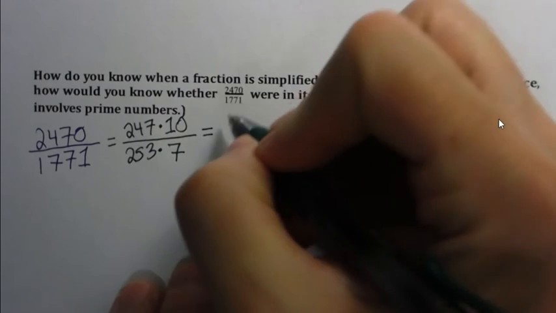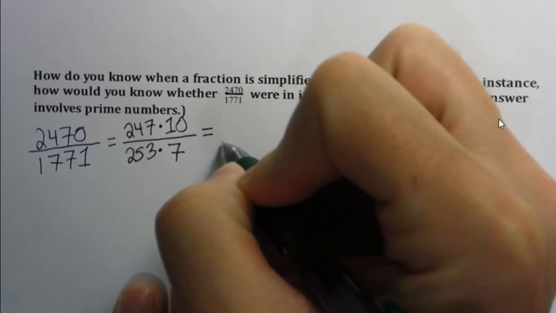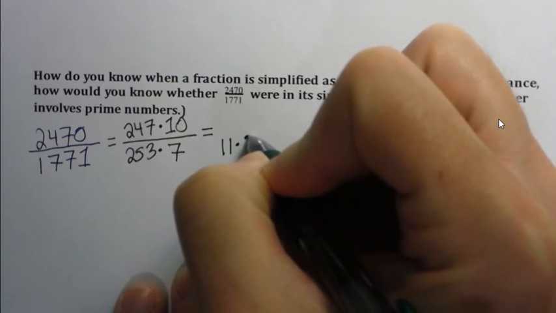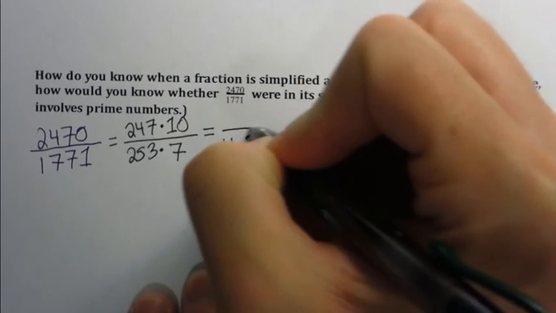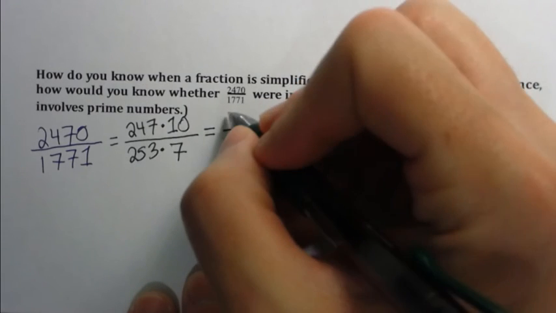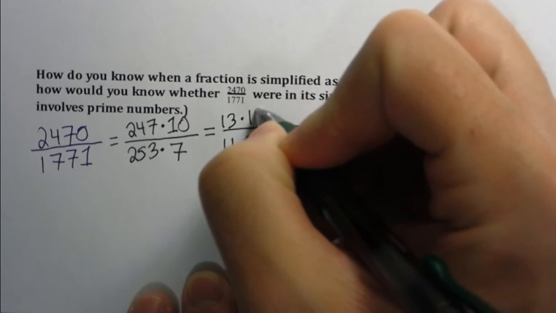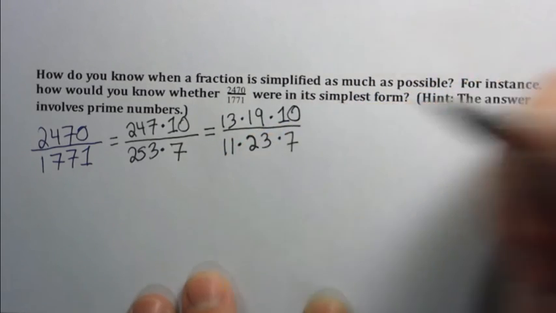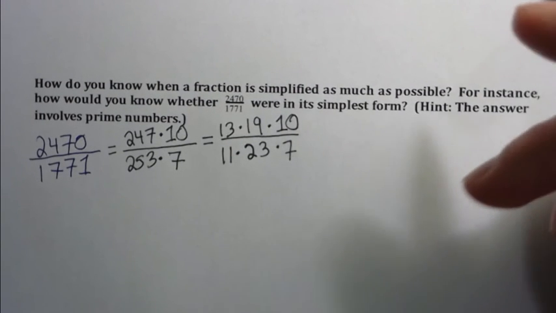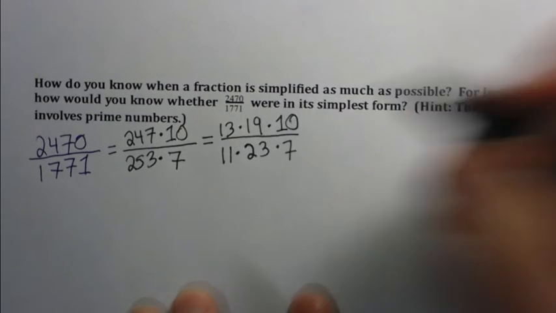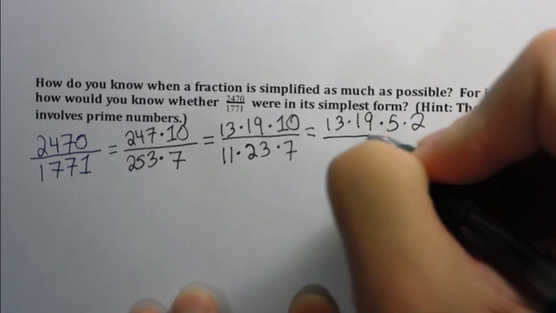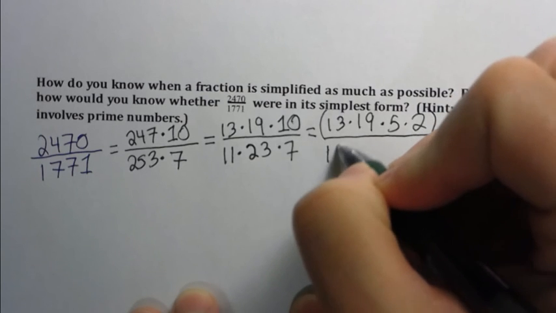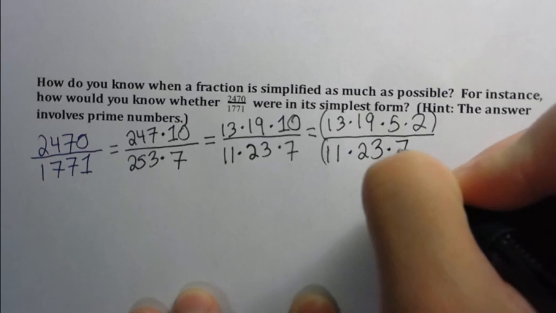So for 253, 253 is divisible by 11. So I would have 11 times 23 to get me 253. And then I would have the 7 left over on the bottom still. And then 247 is divisible by 13. So I would have 13 times 19 times 10. So we're coming up with a bunch of prime numbers here, which is something we're looking for sure. The last one would be that 10 I can still break down to 5 and 2. So I have 13 times 19 times 5 times 2 on the top. And then I have 11 times 23 times 7 on the bottom.